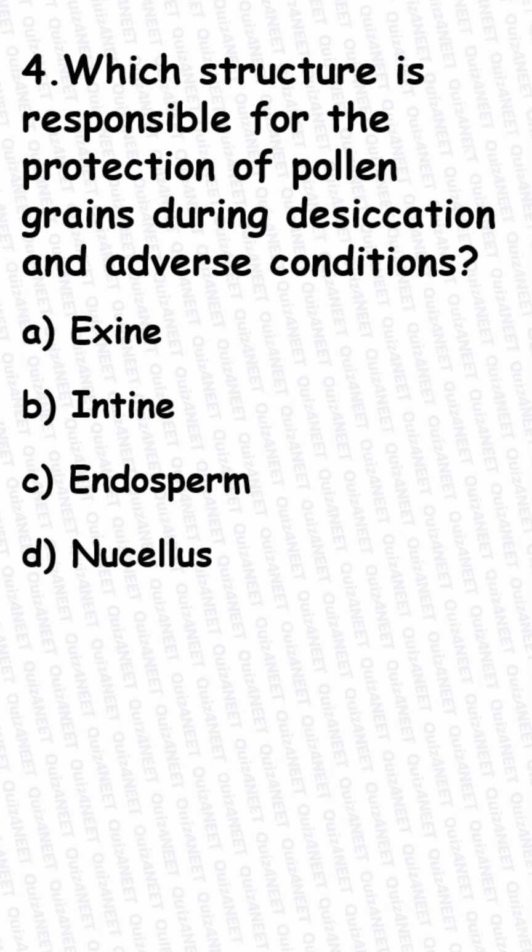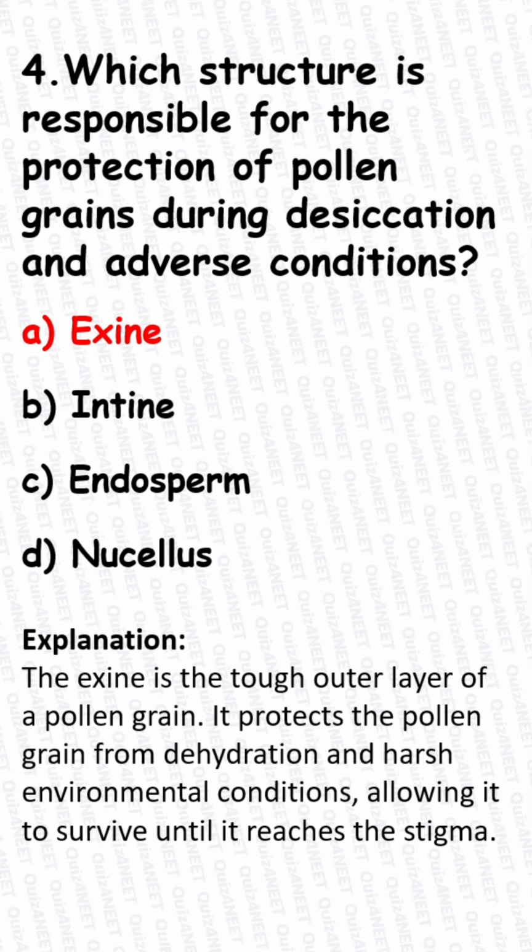Question 4. Which structure is responsible for the protection of pollen grains during desiccation and adverse conditions? A. Exine, B. Intine, C. Endosperm, D. Nucellus. Answer: A. Exine. Explanation: The exine is the tough outer layer of a pollen grain. It protects the pollen grain from dehydration and harsh environmental conditions, allowing it to survive until it reaches the stigma.